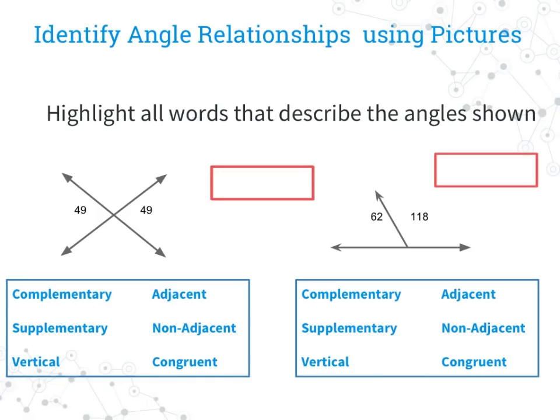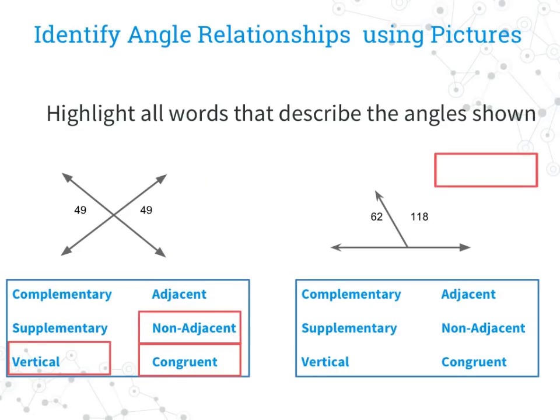They are congruent because they are the same. So we'll say they're congruent. That's true. They're across from each other, so that makes them vertical. So we've got that as well. All right, are they complementary? No, they don't add up to 90. Supplementary? No, they don't add up to 180. Adjacent? No, they don't share a side or a vertex, so that makes them non-adjacent. So vertical, non-adjacent, and congruent are the three things for the first one.